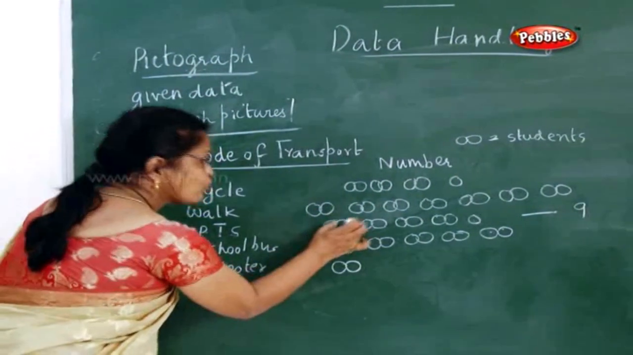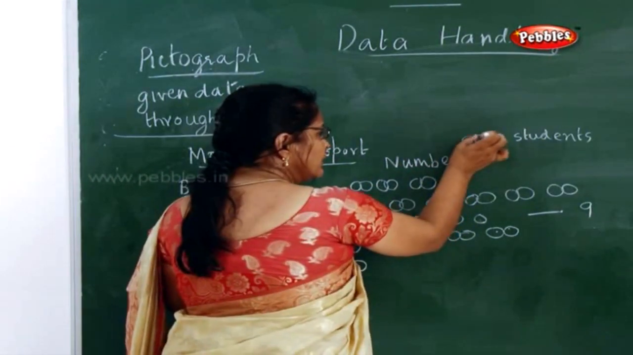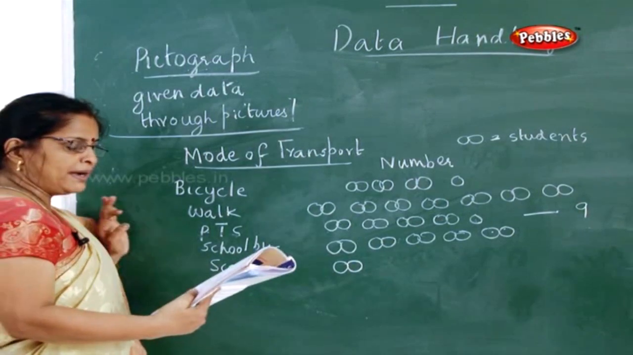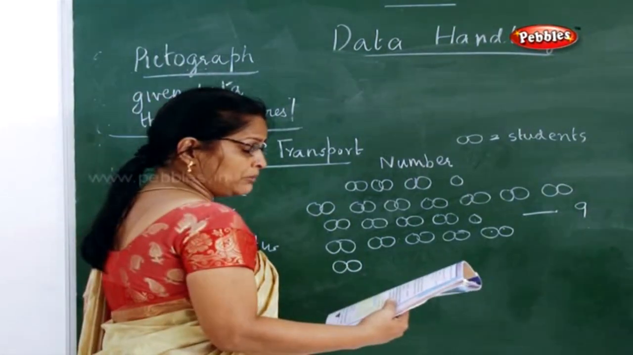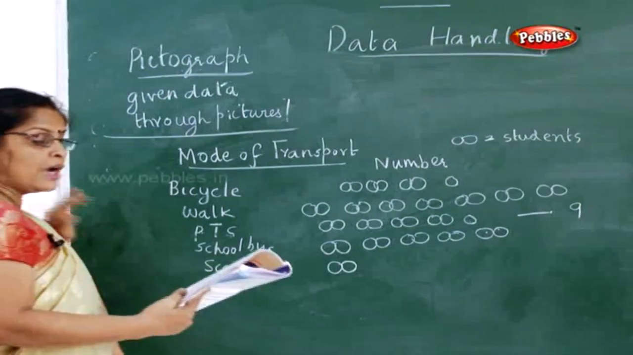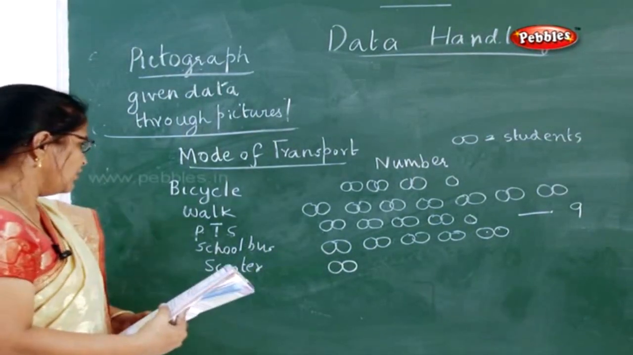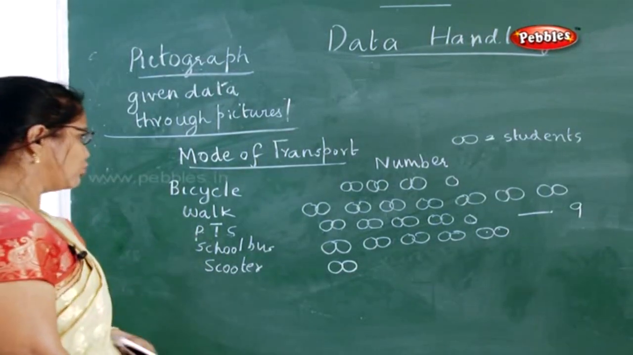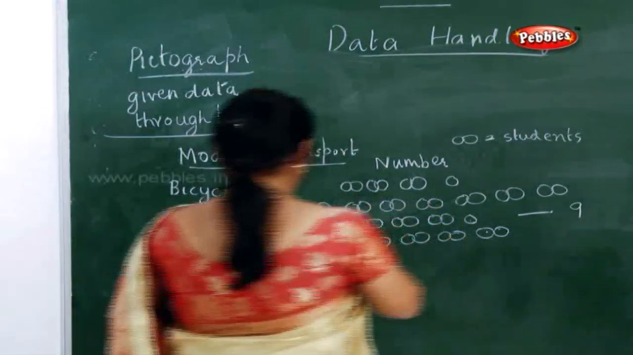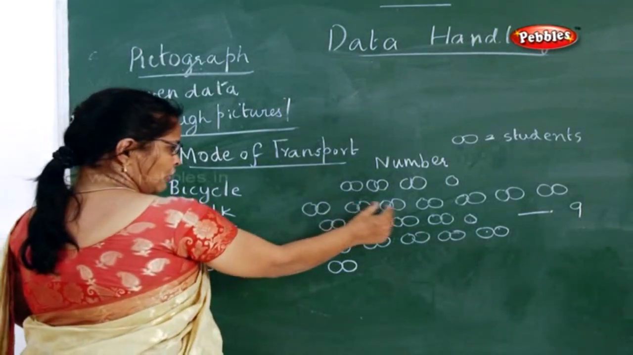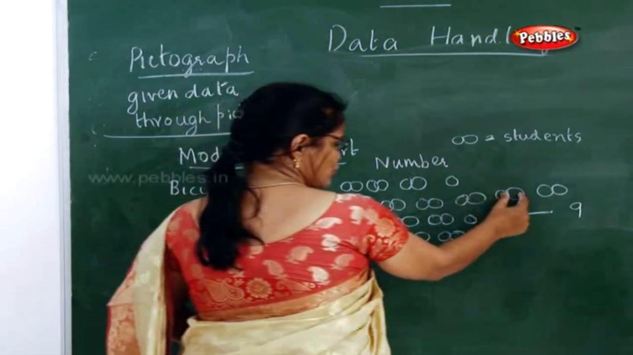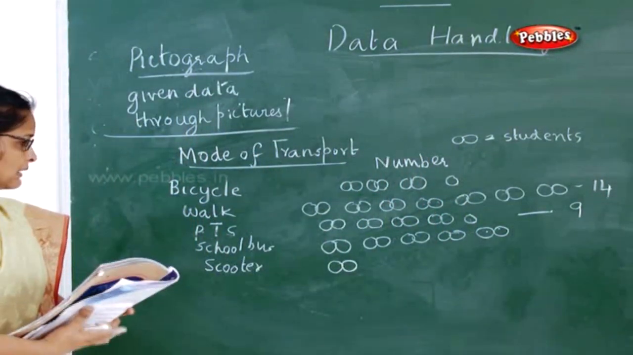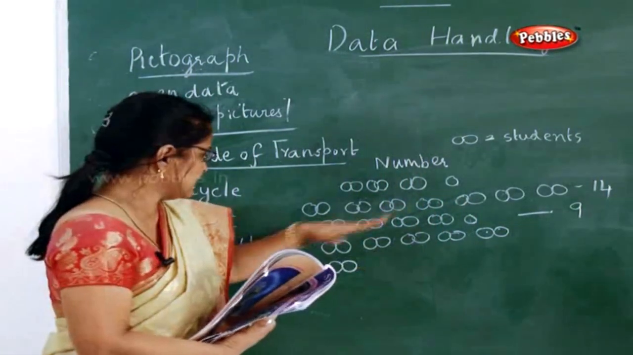I told you this means 2. I have already given you, this represents 2 students. Now what is the next question? What is the maximum number of students? Now tell me, in which mode of transport do the maximum number of students come to school? I think this will be more, walking. See, 2, 4, 6, 8, 10, 12 and 14. So I think walking only is more. Is it clear or not? Because the rest are lesser than walking.